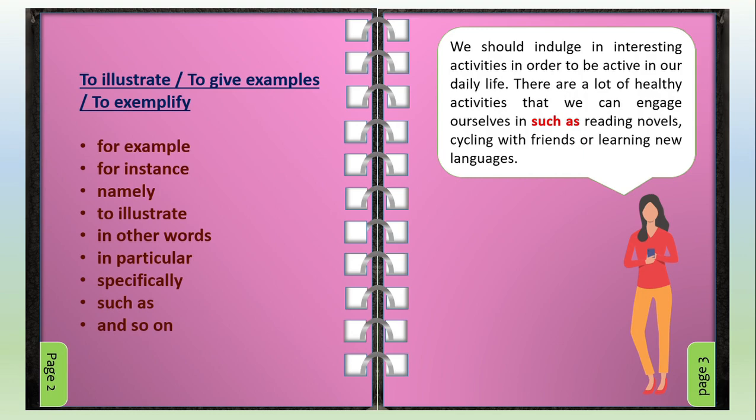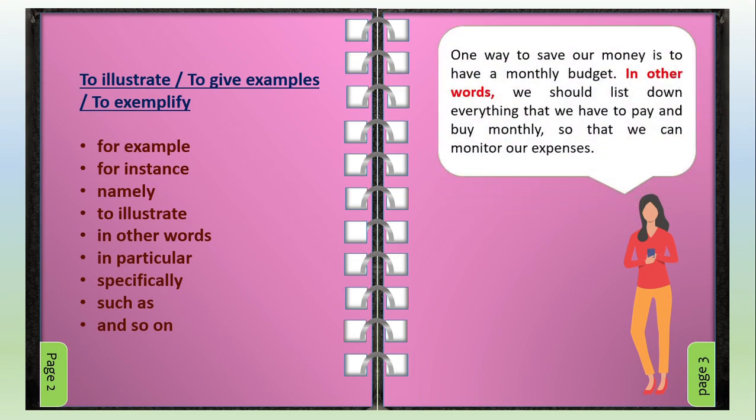We should indulge in interesting activities in order to be active in our daily life. There are a lot of healthy activities that we can engage ourselves in, such as reading novels, cycling with friends, or learning new languages. Look at reading novels, cycling with friends, and learning new languages. These are actually emphasizing reading, cycling, and learning. So if you use that one, your examples will be emphasized. And such as is actually to illustrate.